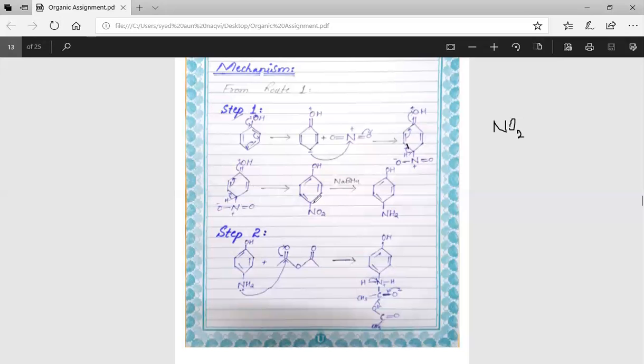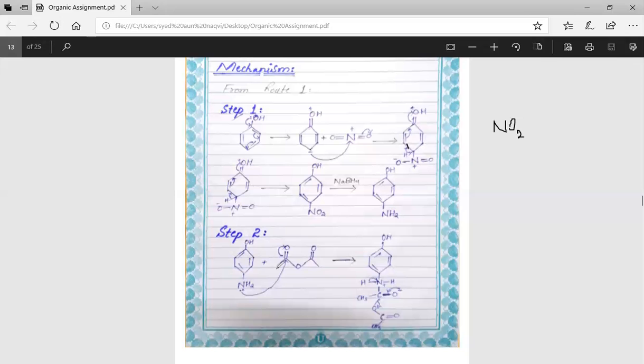Using this mechanism, when we reduce the nitro group using sodium borohydride, we will have an amino group at the para position instead of nitro after the reduction process. So we have aminophenol in the second step.